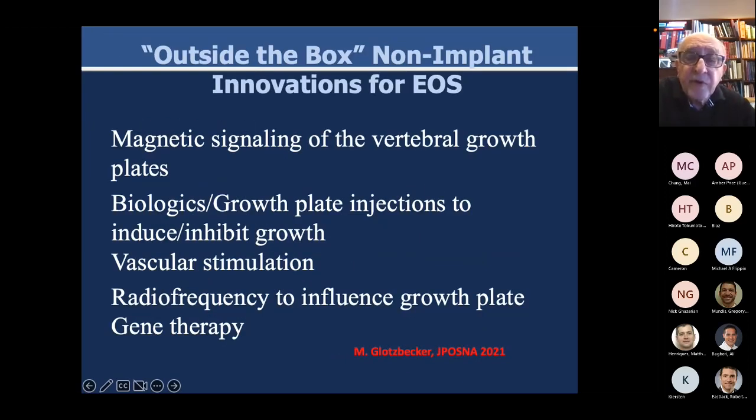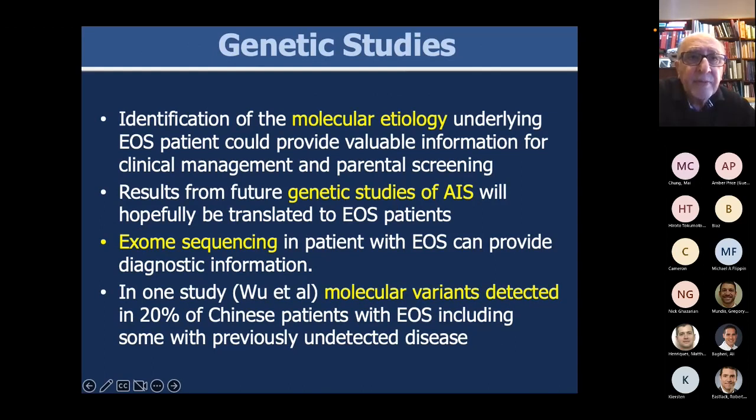Outside of the box, for non-implant issues, the magnetic signaling of the vertebral growth plates, biologic and growth plate injections to induce or inhibit growth. Those are some of the thoughts. Vascular stimulation, radio frequency to influence growth plate, and gene therapy, which I think eventually could be an evolution in the understanding of natural history and even the treatment of EOS.